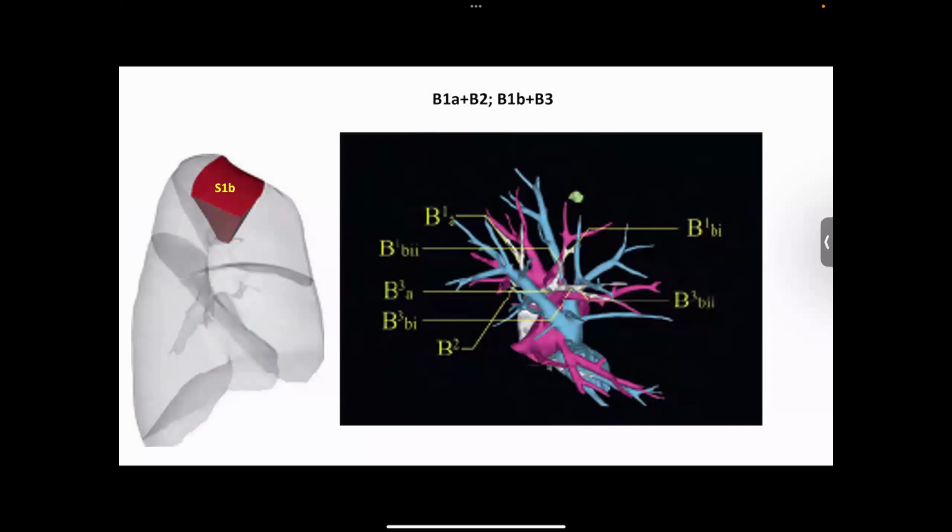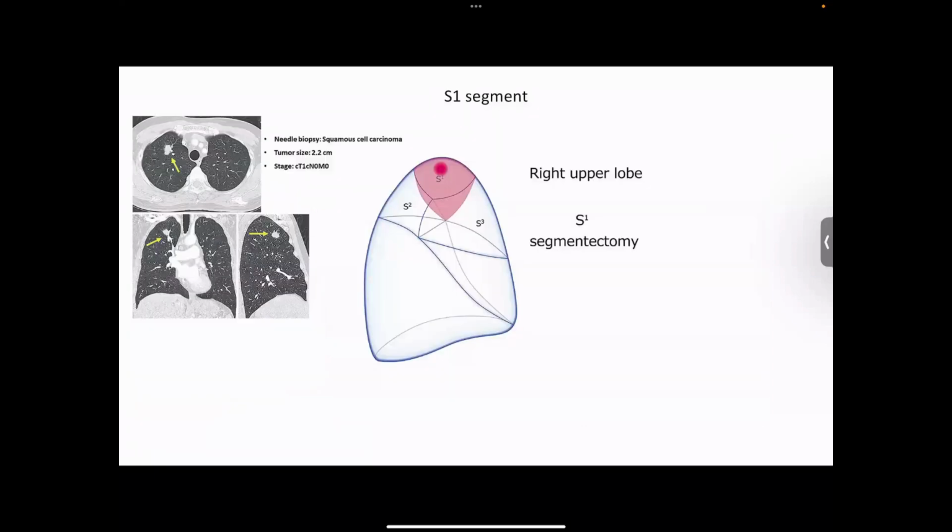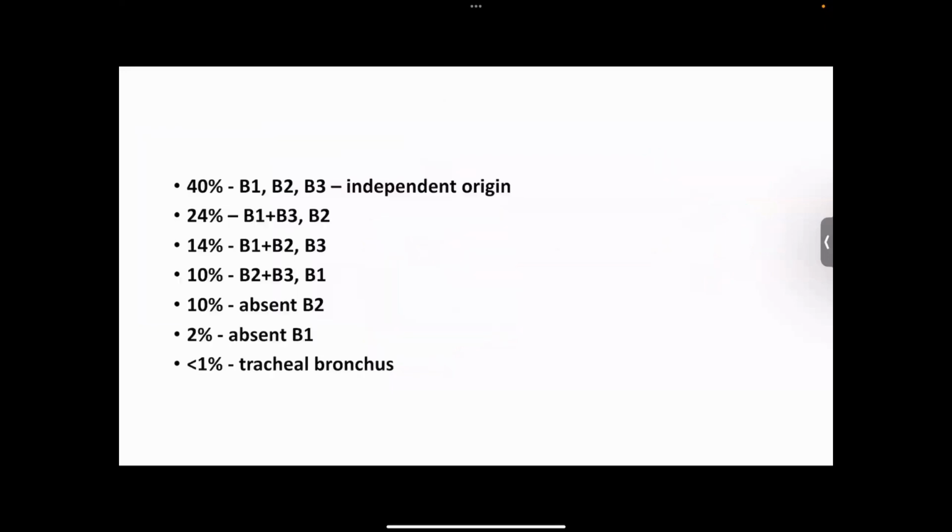Similarly, in this case also, we can see the tumor on the CT scan located in the S1 segment of the right upper lobe, so an S1 segmentectomy will be done. In this particular case, as I said, the upper lobe bronchus had the two-bifurcation variant. B1 plus 2 is coming as a single trunk, and B3 common is another trunk. Then the B1 plus 2 will be dividing into the B1 and B2. So this also we should keep in mind.